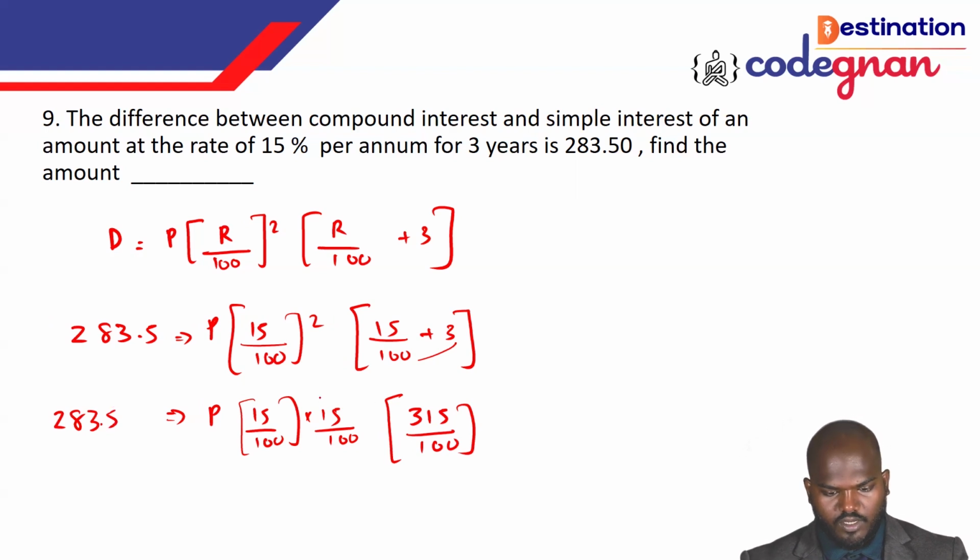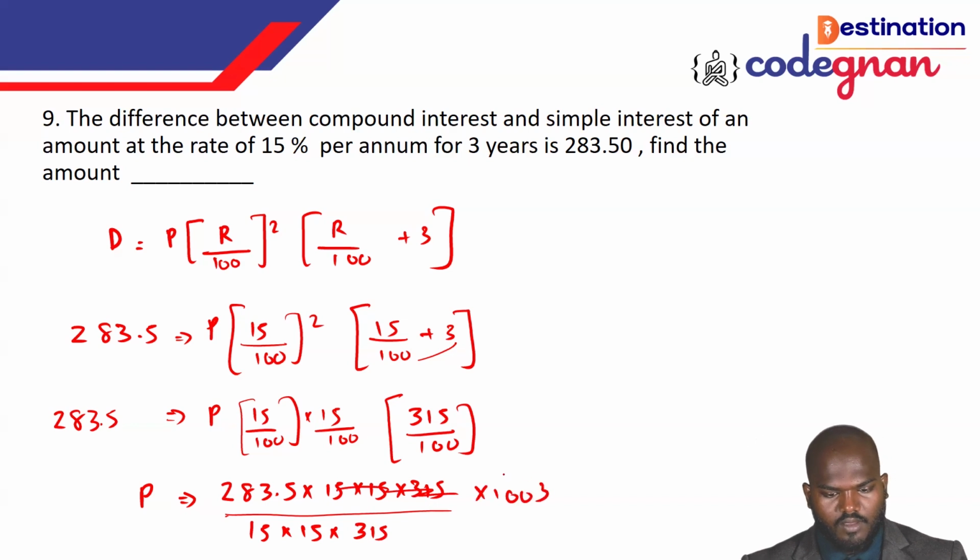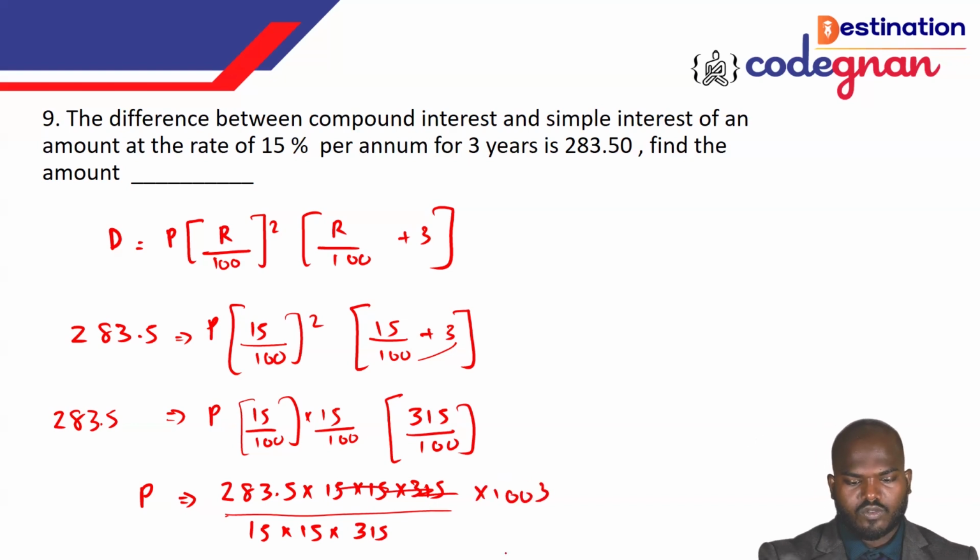If you resolve this one, guys, you will get the principal equal to 283.5 times 100 cube divided by 15 times 15 times 315. Sorry, it will come below: 15 times 15 times 315, and 100 cube on top. If you work it out, the value you will get here is equal to what?